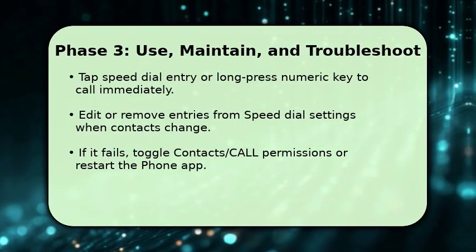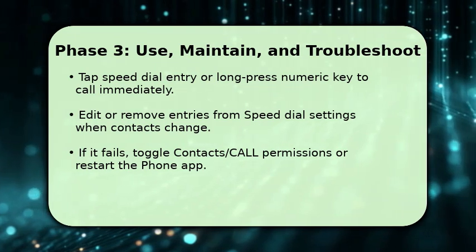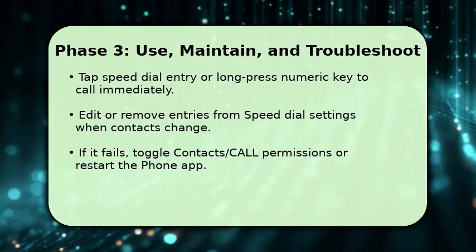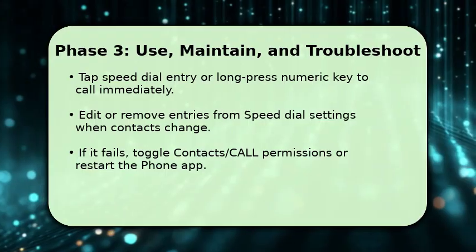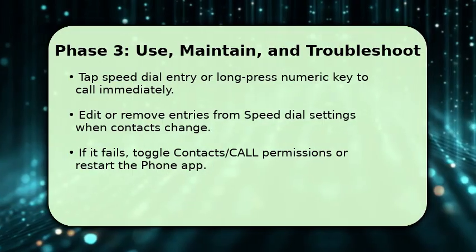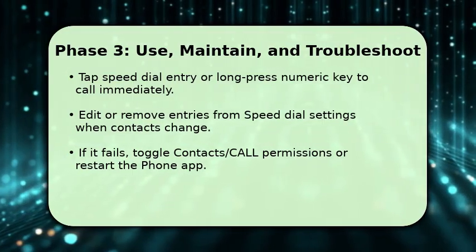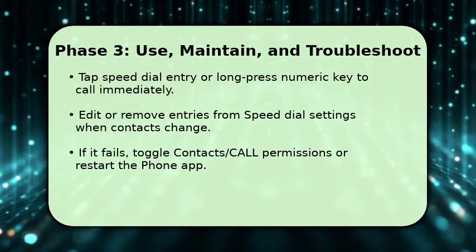Maintain your list by editing or removing entries in speed dial settings whenever numbers change, and keep labels clear so you avoid mistakes. If a shortcut stops working, make sure contacts and phone permissions are enabled, then restart the phone app or the device. That usually fixes caching or permission glitches. If problems persist, reassign the slot and test again.